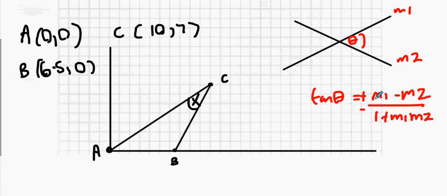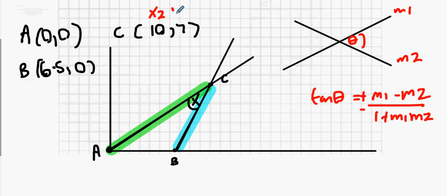Now, I need to find the slope of, if I was to continue this line along this way, and this line along this way, I'm looking for the acute angle between the two of them. So I need the slope of the green line, and I need the slope of the blue line. Now, I can use the slope formula twice. So just call this x2, y2, and call this one x1, y1. Now we're going to use the slope formula twice, y2 minus y1 over x2 take away x1.